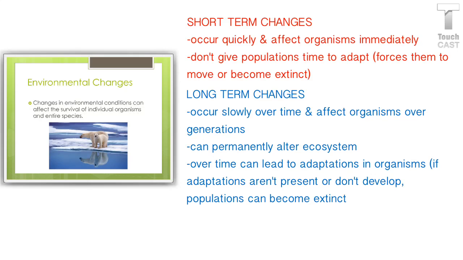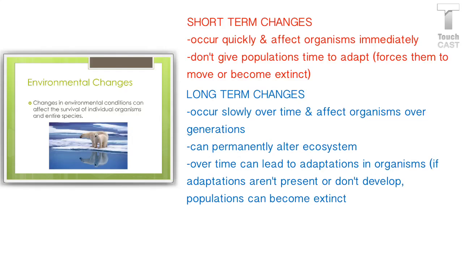So environmental changes are basically changes in the environmental conditions that can affect the survival of individual organisms and/or entire species. There's two types: short-term changes, which occur quickly and affect organisms immediately, and because they happen so quickly, populations don't usually have the time to adapt. It forces them to either move, change their behavior, or become extinct.